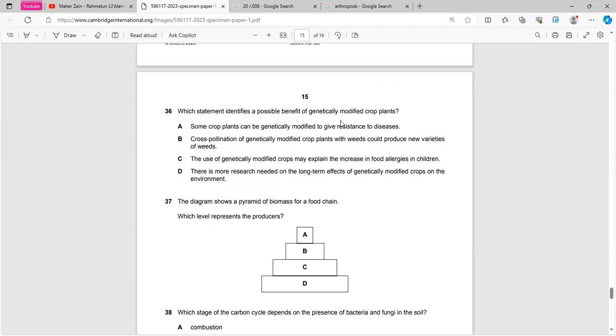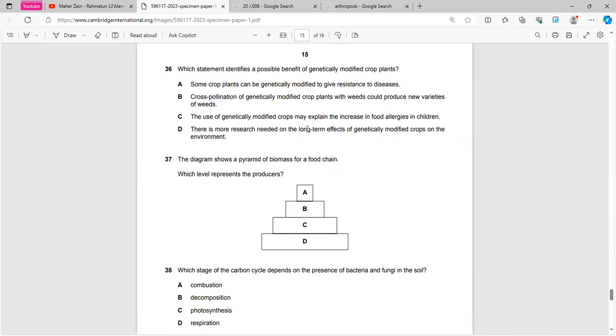Question number 6, we come to the topic of basically genetic resistance. So why do humans modify crops? Obviously for their own benefit. So as they want to produce a higher crop yield output, they genetically modify the crops to give them resistance to diseases.